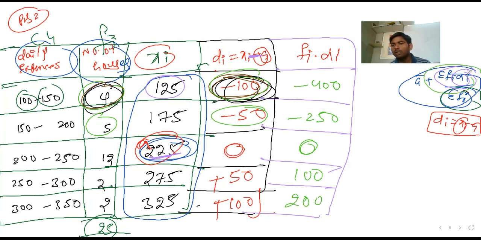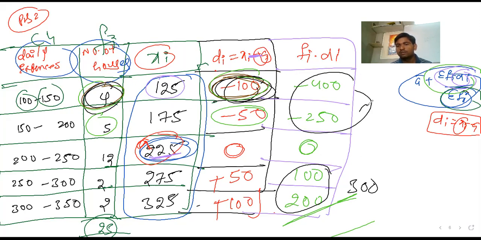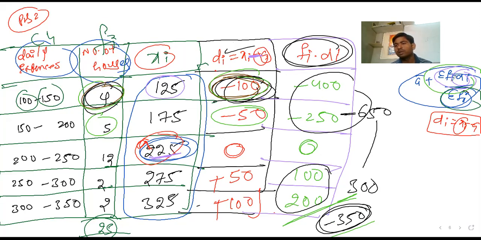But what do you want? Sigma fi di, you want. So please add up all these things. How much are you going to get? 100 plus this, let me go through this to understand very clearly. How much did you get? This is 300. This is 650. Minus 650 plus 300, how much are you going to get? Minus 350. Answer is minus 350. Sigma fi di is minus 350. So you got di, then after that sigma. So our work is over. A you already know how much it is: 225.